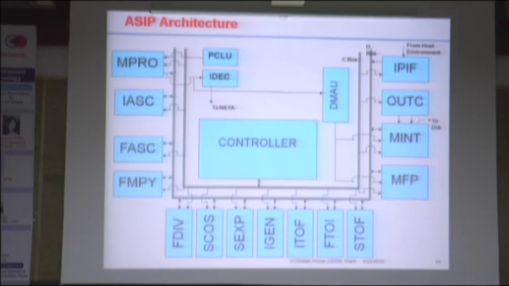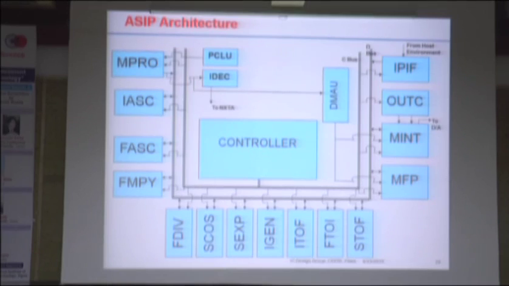DMAO, this block will generate the data addresses for the data memory. So we have to store two types of data, integer and floating point. MINT is the memory required to store the integer data. MFP is the memory required to store floating point data.